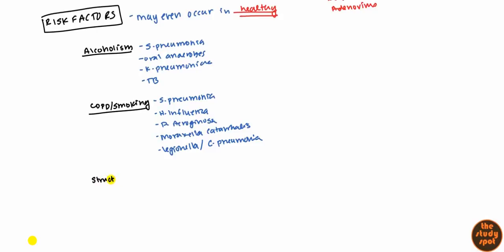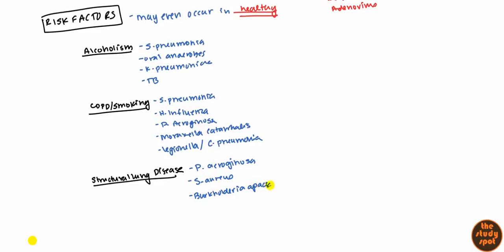Sometimes structural lung diseases can also lead to pneumonia. Again, it's Pseudomonas, Staph aureus, and then there's a very rare one, which is Burkholderia cepacia. Those can be associated with structural lung disease. Lung abscess, you're thinking MRSA and oral anaerobes.